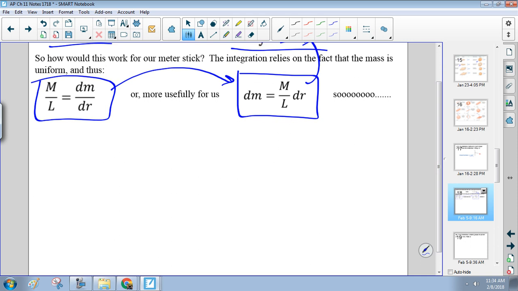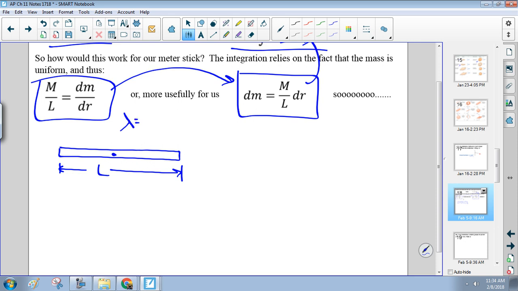So our meter stick looks like this. Our axis of rotation is at the center. I'm going to use two letters here. Let's use L to represent the length of the whole meter stick. Because we know the mass of the whole meter stick and the length of the whole meter stick, we can find our linear density.